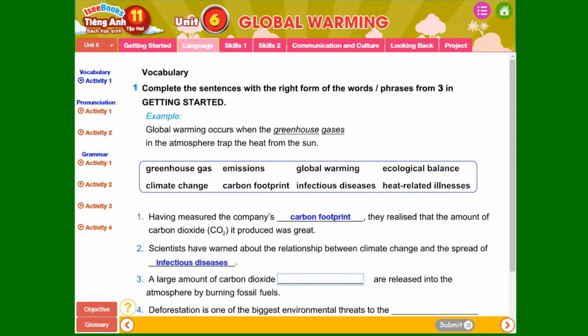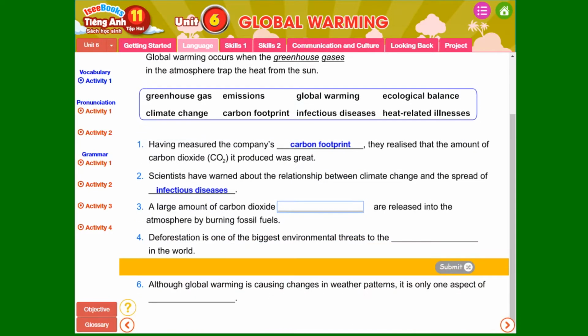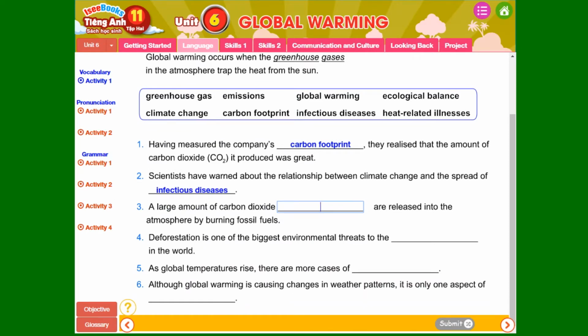Number 3, a large amount of carbon dioxide are released into the atmosphere by burning fossil fuels. So number 3 is emission. Now, how about number 4? Deforestation is one of the biggest environmental threats to in the world. So, number 4 is ecological balance.